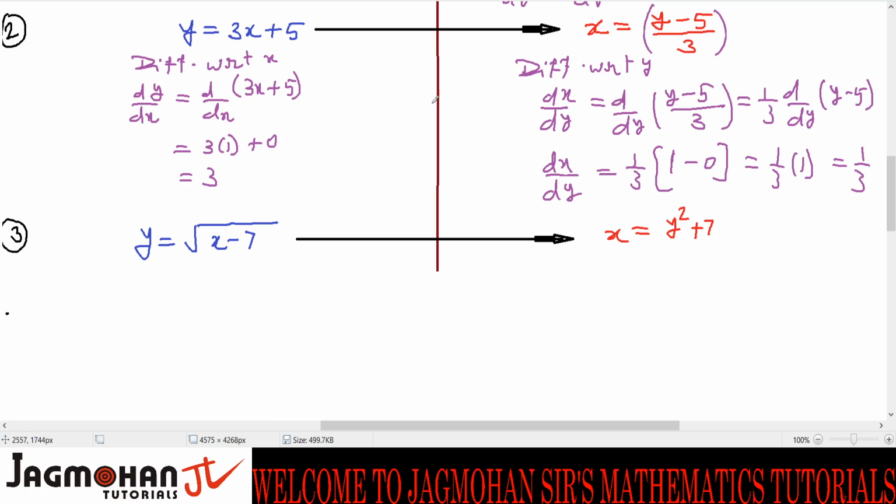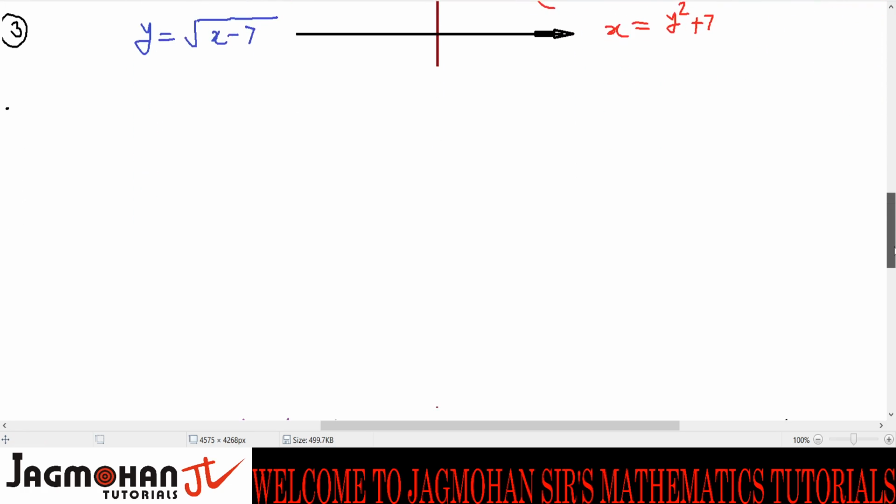Once again, we notice that dx by dy is 1 upon 3, whereas dy by dx is 3. So once again, they are reciprocal of each other. Dx by dy is 1 upon dy by dx. Let's take one more example.